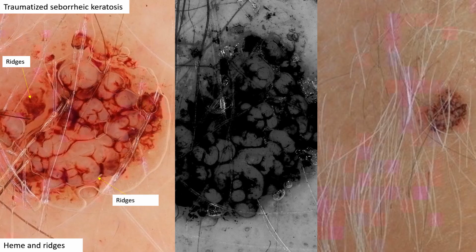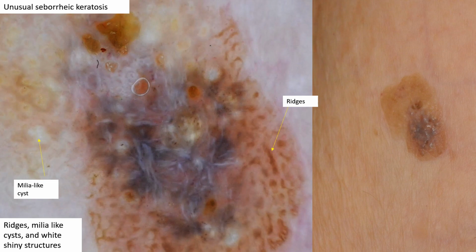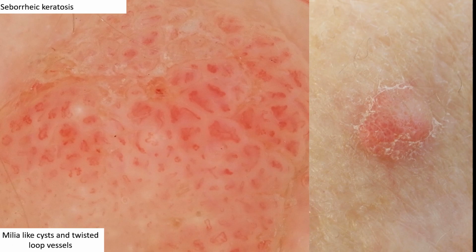This is a seborrheic keratosis that was traumatized, and you can see the heme collecting. Here we also see the ridges as well as in the near ultraviolet light mode. Unusual seborrheic keratosis. Here we see ridges, milia-like cysts, and it's unusual by the fact that there are some shiny white structures, which is not common. With this inflamed seborrheic keratosis, we see twisted loop vessels and milia-like cysts.